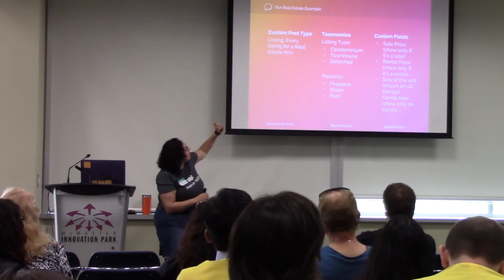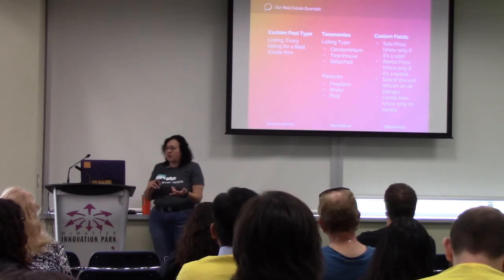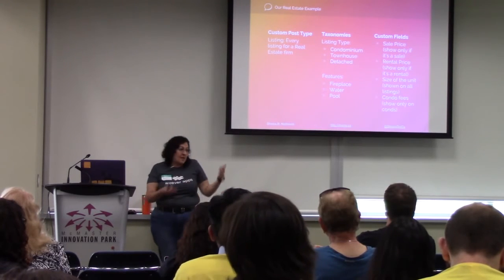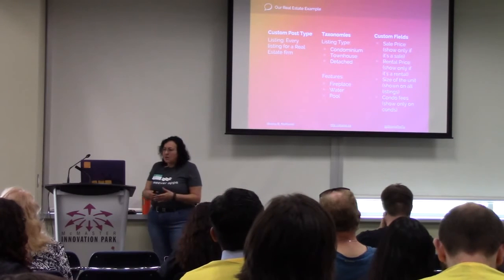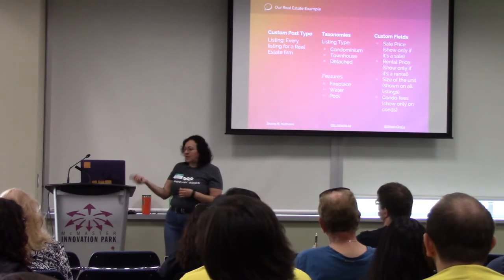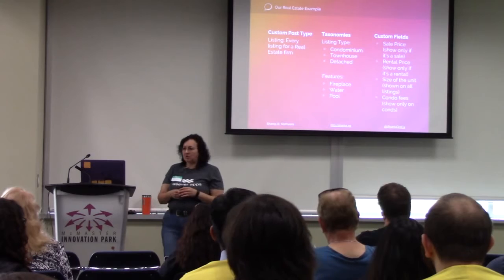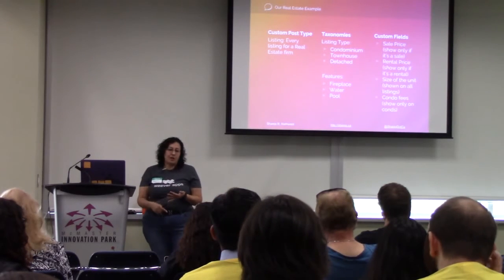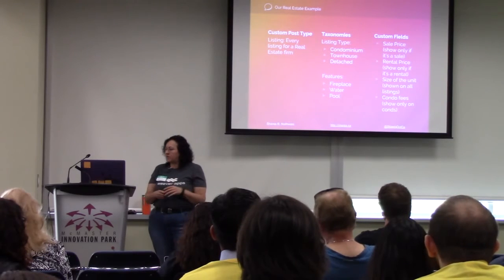So the listing type in our case here is either condominium, townhouse, or detached. And those are like our categories. It can only be in one of these things. This is a type of hierarchical taxonomy. In the case of features, those are a more flat, non-hierarchical type taxonomy, and that could be a fireplace. Does it have running water? Does it have a pool? Whatever those things.